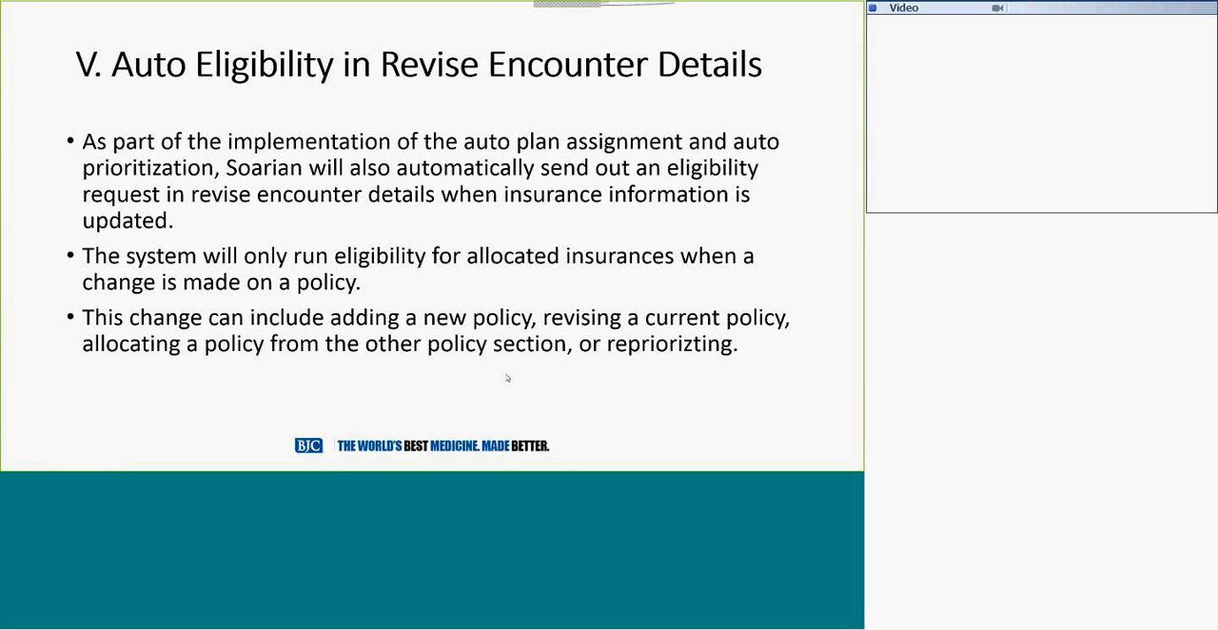Okay, you'll also see some changes whenever you're revising encounter details when you're updating the insurance. Soarian will also automatically send out an eligibility request in Revise Encounter Details when the insurance information is updated. It will only run eligibility for the allocated insurances when a change is made on a policy. A change can include adding a new policy or revising a current policy, allocating a policy from the other policy section, or reprioritizing.